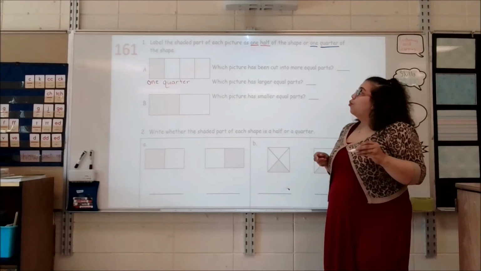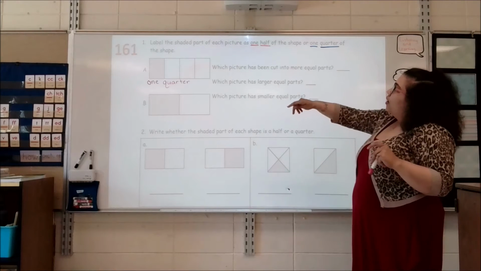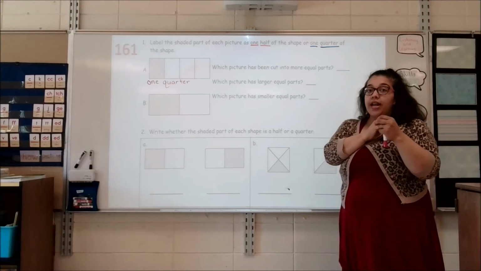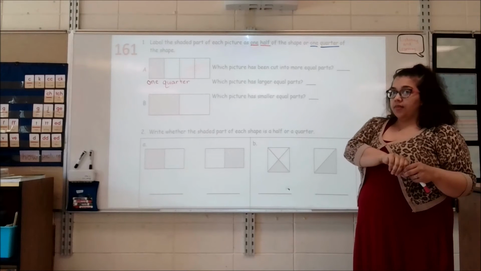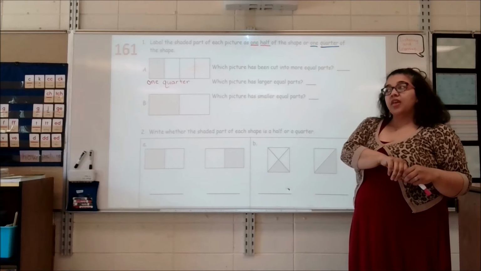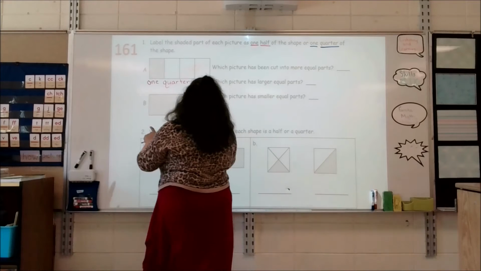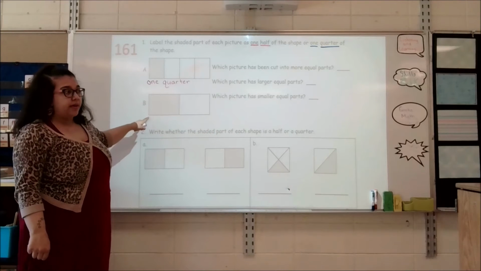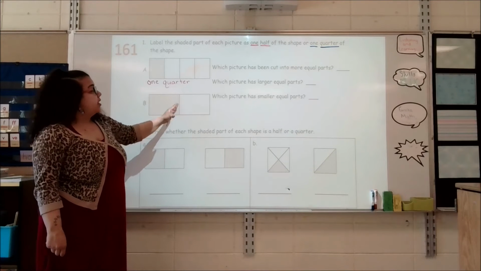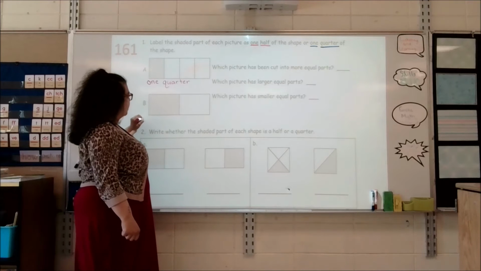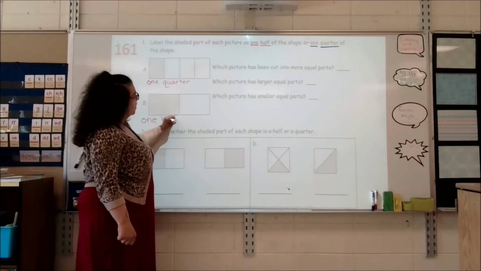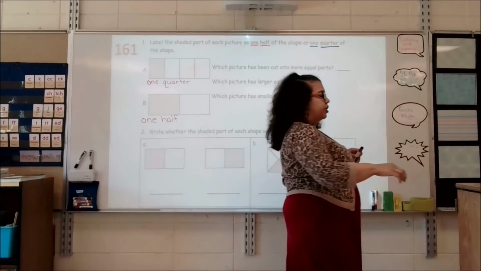1/4 is shaded. What about letter B? If we were to label letter B, what is the shaded portion of letter B? 1/2 or 1/4? One half. Good, because this same size rectangle, just like our piece of paper, is split into 2 equal pieces. And we said 2 equal pieces means that it is in halves. So 1/2 is shaded.